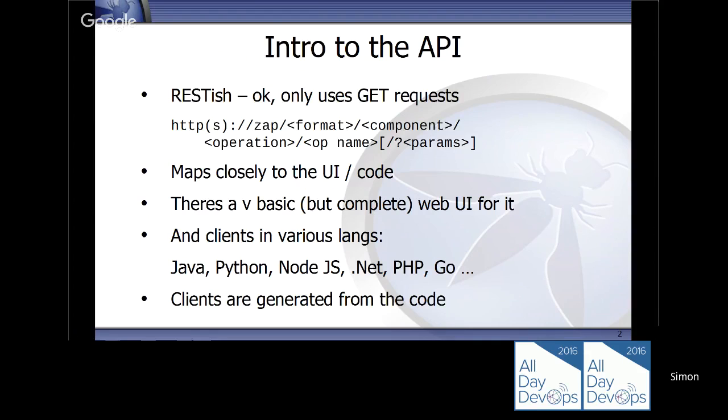It does map very closely to the UI and to the code. So the better you understand the ZAP UI, the easier you will find it to use the API. Even if you don't plan on using the UI, it's worth starting with it. So there's a very basic, but complete, web UI. So it's a great way to explore the API. And we have clients in various languages as detailed there. And the clients and the web UI are all generated from the code, so they should all be complete.